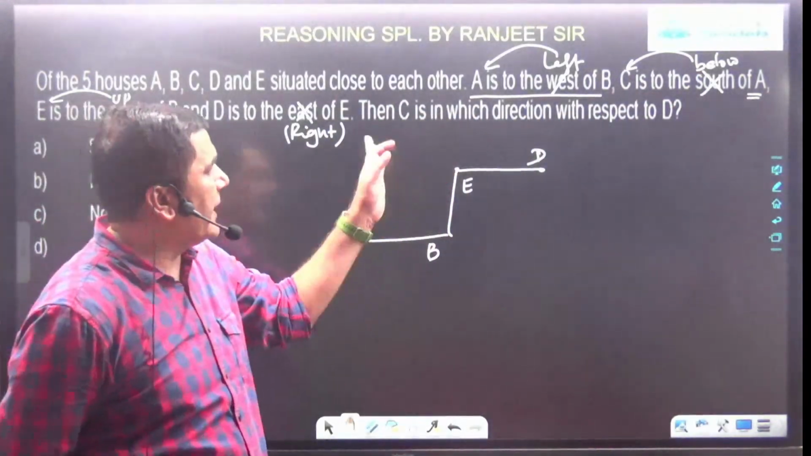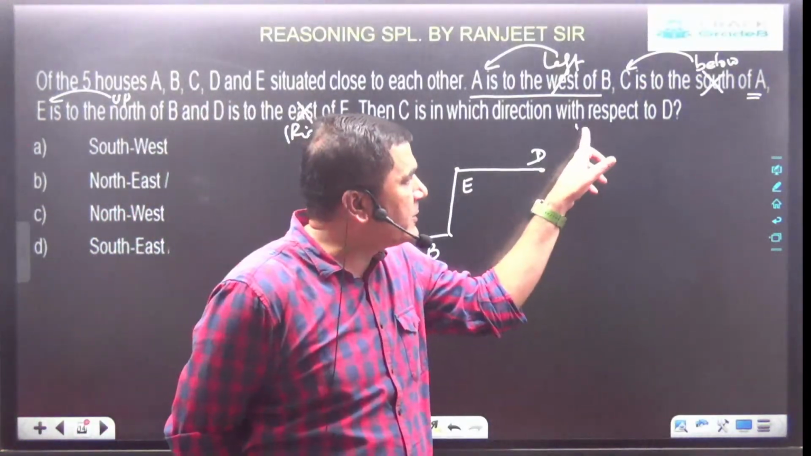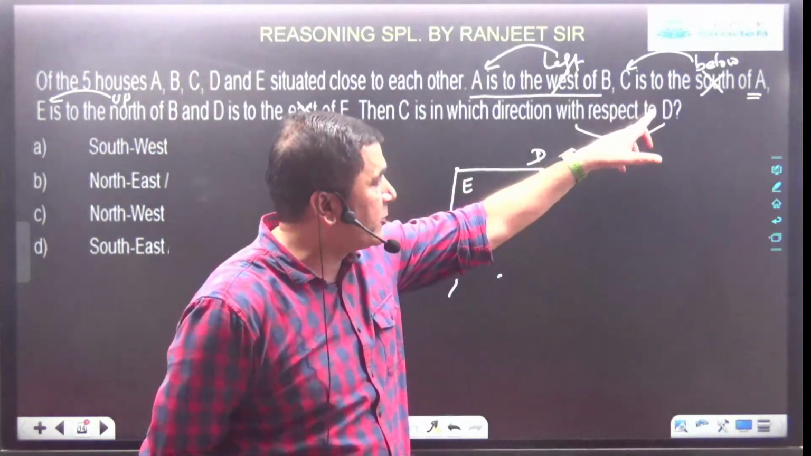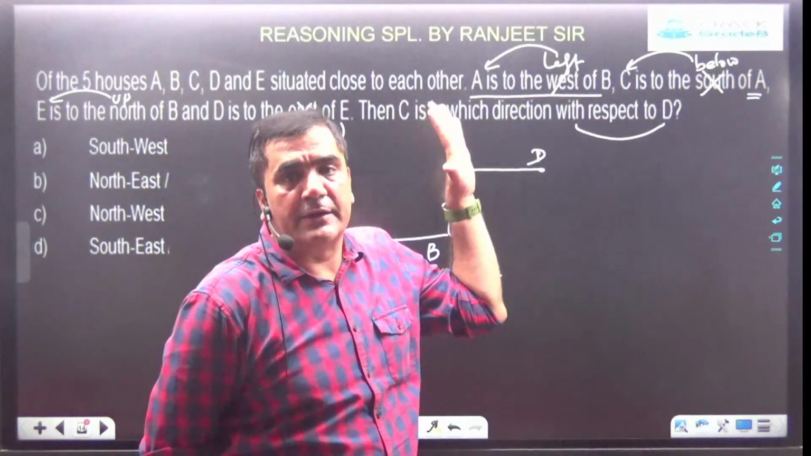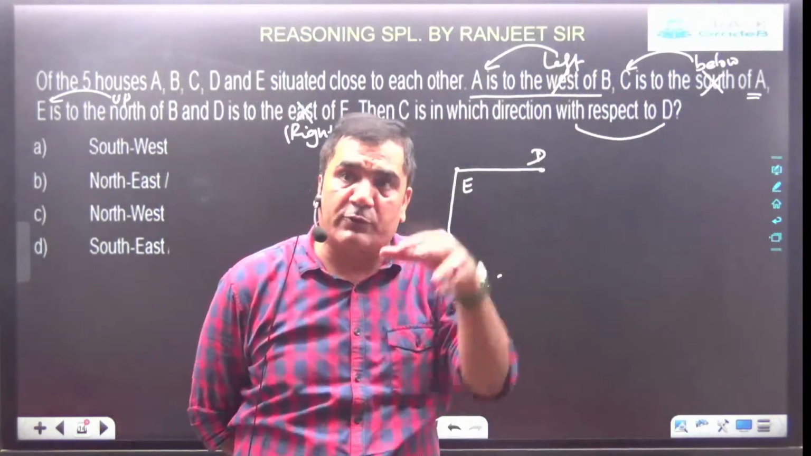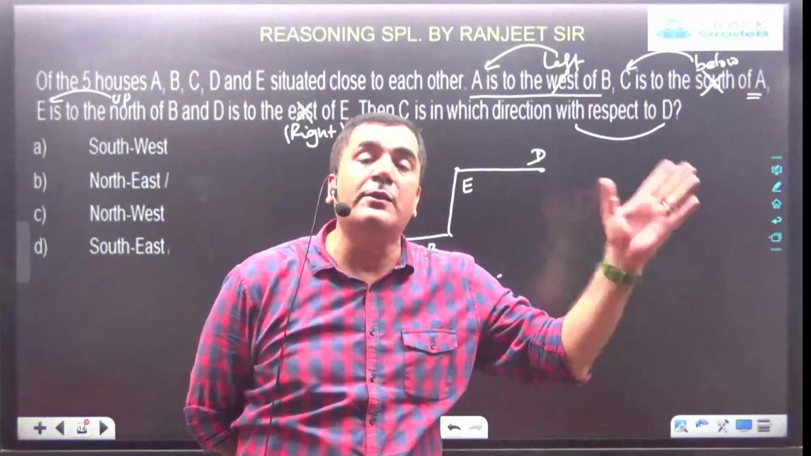So now they are asking, C is in which direction with respect to D. So with respect to means what? Now you have to make yourself stand at D. And then from here you have to see C is in which direction. With respect to D means you have to stand at D, and then see from D, C is in which direction.